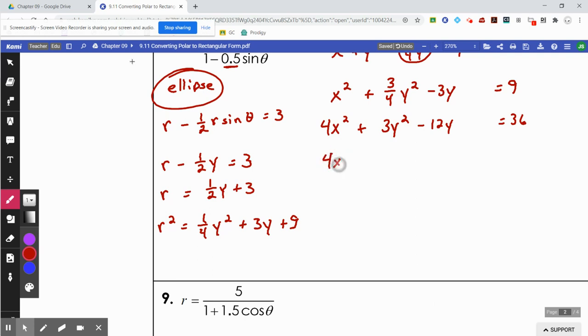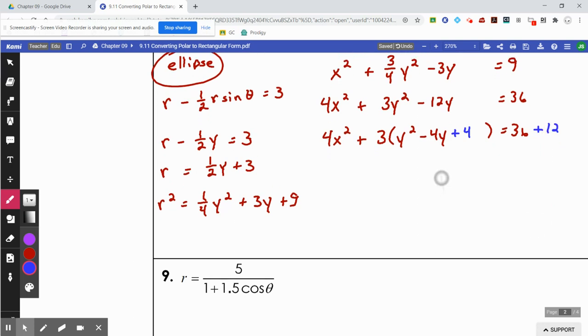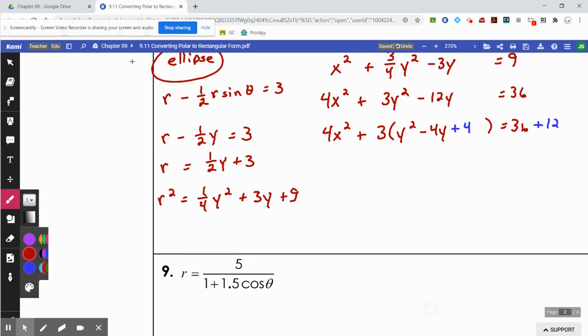So now let's leave the 4x squared. Let's factor out this 3 so that we can complete the square. You're left with y squared minus 4y, leave a space, is equal to 36. When you complete the square, you're going to half and square, add 4 there, so you add 12 to the other side. So you now have 4x squared plus 3 times y minus 2 is what that factors into squared is equal to 48.